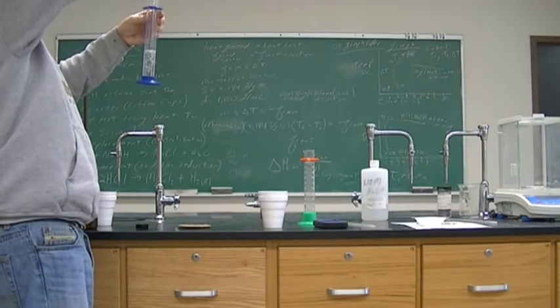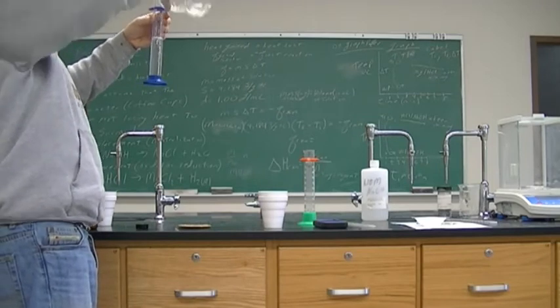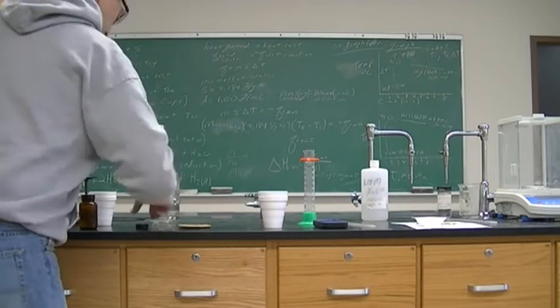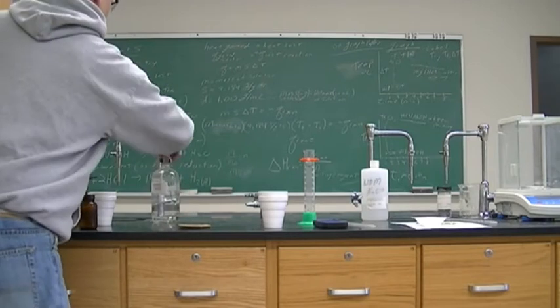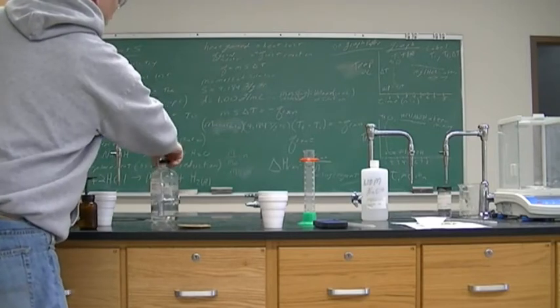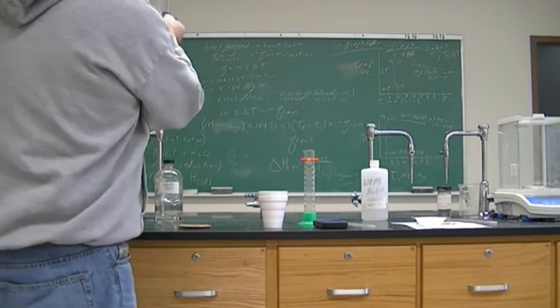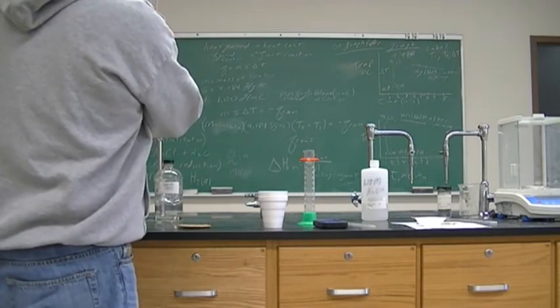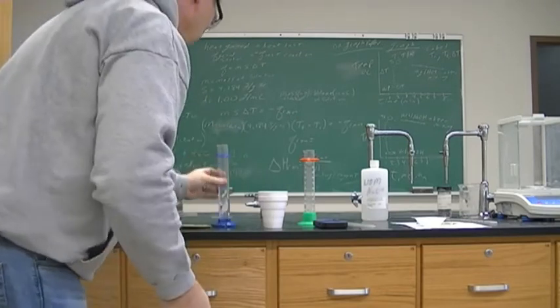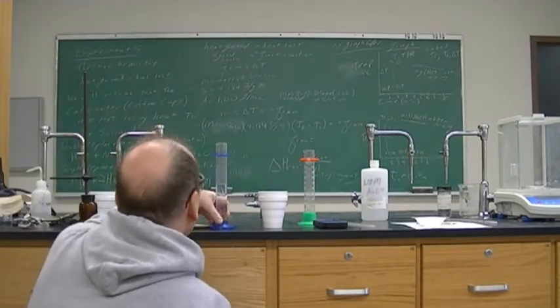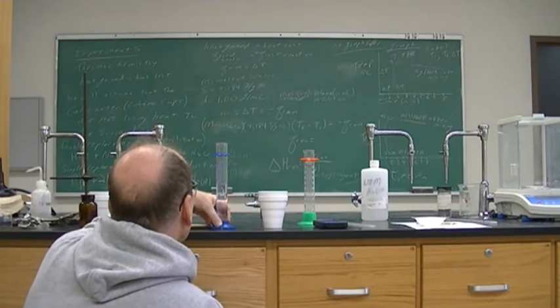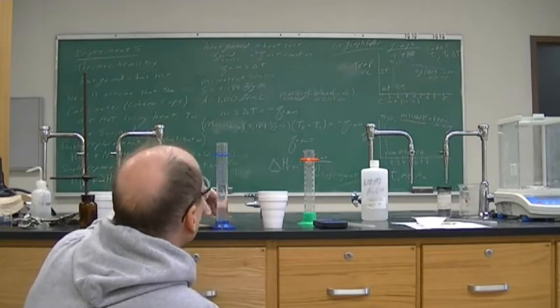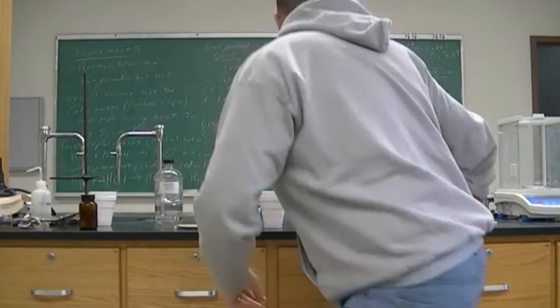So I will fill it close to the 70 mil mark and then give the actual amount of 1.00 molar HCl, which is 71.5. Check that down here. 71.5 mils is correct. 71.5 mils.